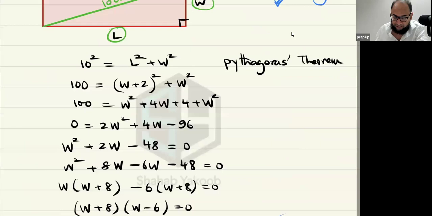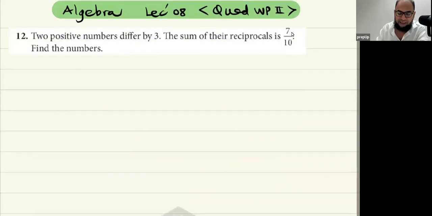So now let's try some other problems. Let's look at question number 12, and let me highlight this. It says two positive numbers, they differ by 3. And then it further says the sum of the reciprocals is 7 over 10. Find the numbers. So let one number be x, the other number be y. x, let it be the smaller one, and y is the bigger one.